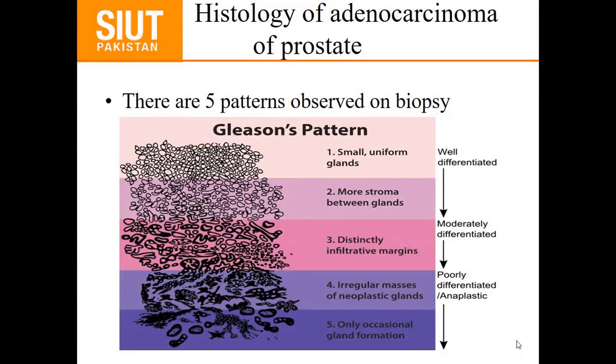Histology of adenocarcinoma of prostate. There are 5 patterns observed on the biopsy in adenocarcinoma of the prostate. In pattern 1, there are small uniform glands. In pattern 2, there is more stroma between these glands. They are closely packed, but there is stroma between the glands. In grade 3, there are distinctly infiltrative margins. In pattern 4, there are irregular masses of neoplastic glands. And in 5, only occasional gland formation is seen.